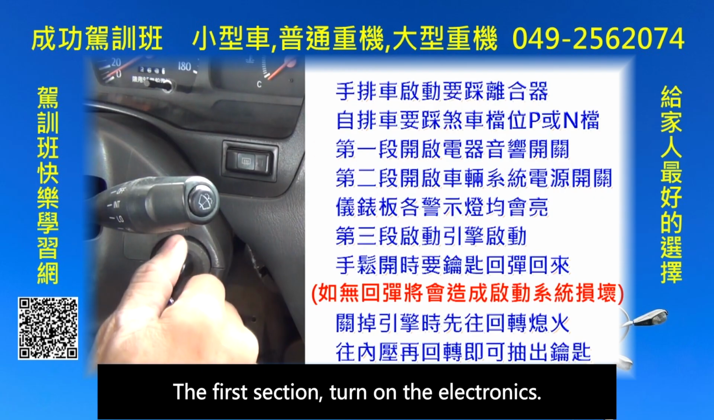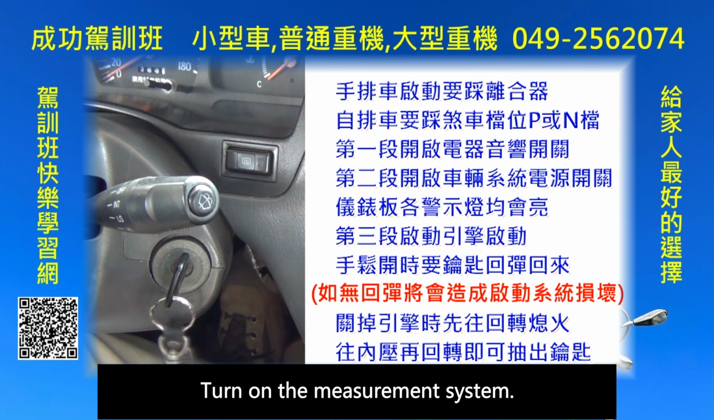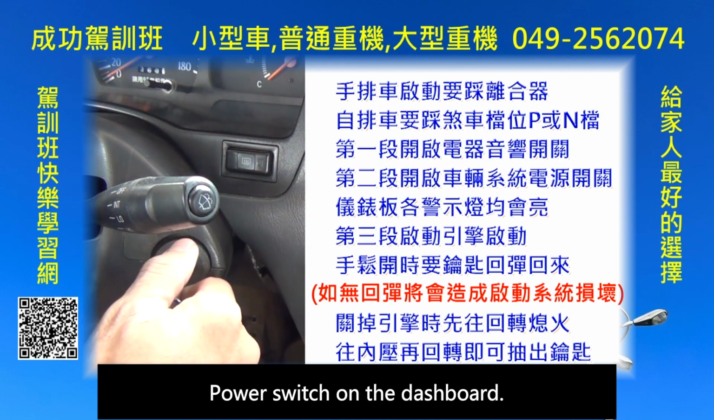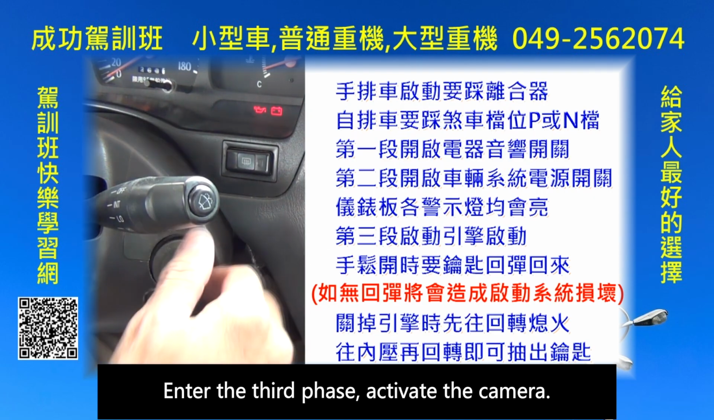The first section, turn on the electronics. Audio system, switch to the second section. Turn on the measurement system. Power switch on the dashboard. All warning lights will illuminate. Enter the third phase, activate the camera.